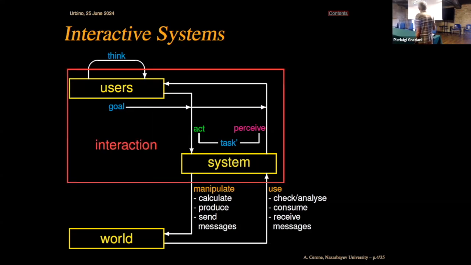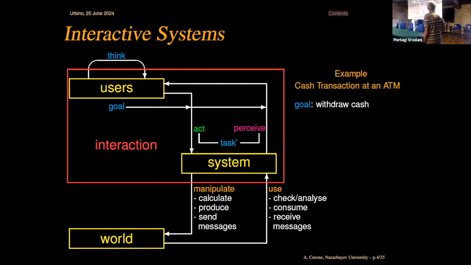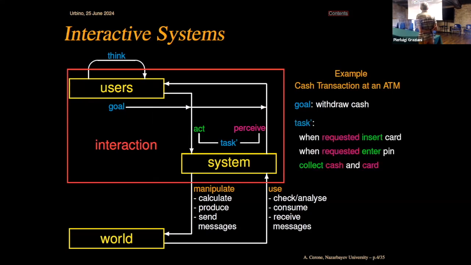So we are actually not interested in all these things, the interaction between the system and the world, but we are interested in the interaction between the user and this system, which is in fact a kind of interface between the user and the real world. And in this case, we have an interaction through an ATM. So the system in this example is an ATM. Now, you see the goal is the same, it didn't change. What changes is the task.